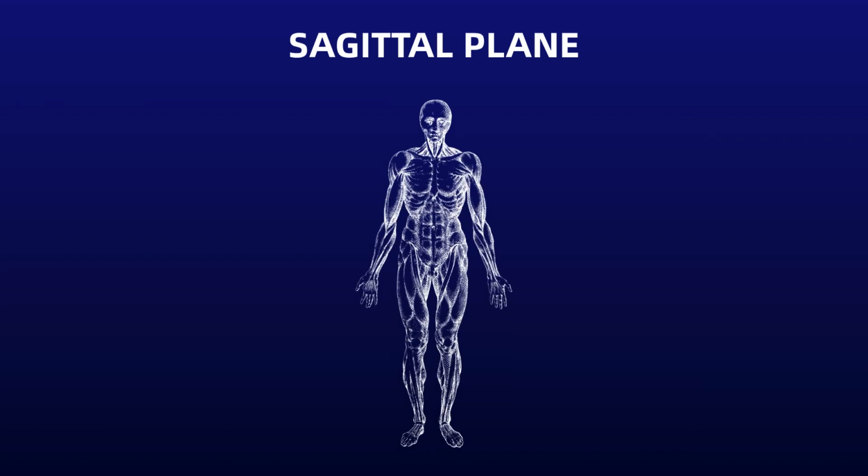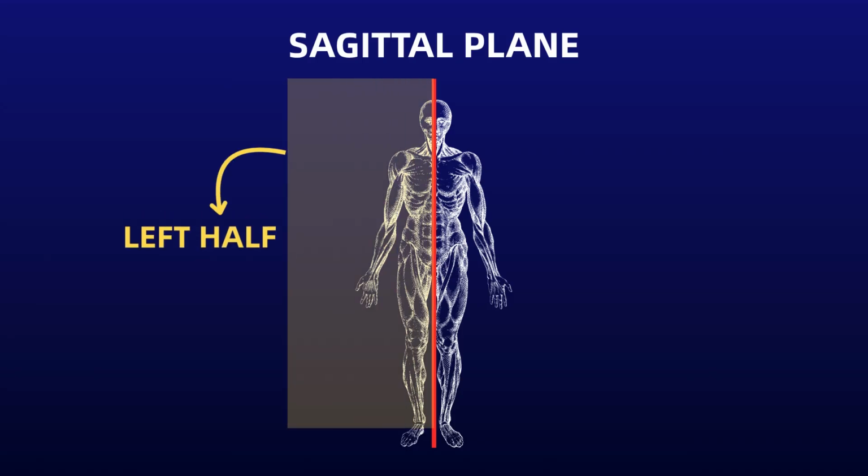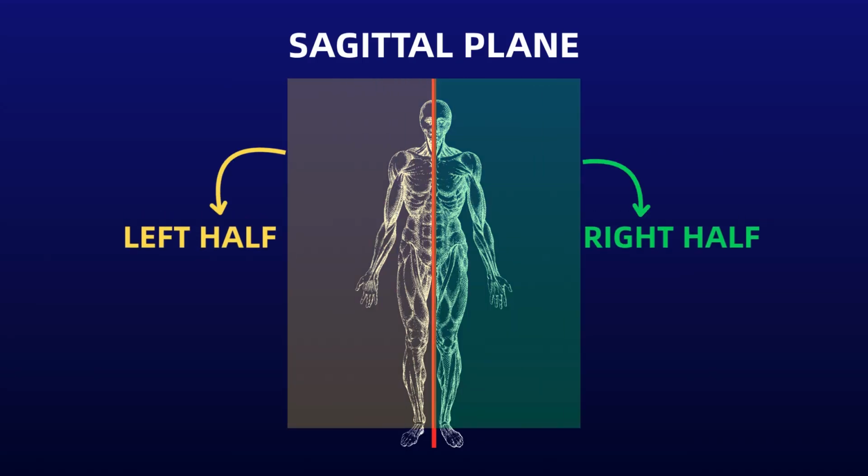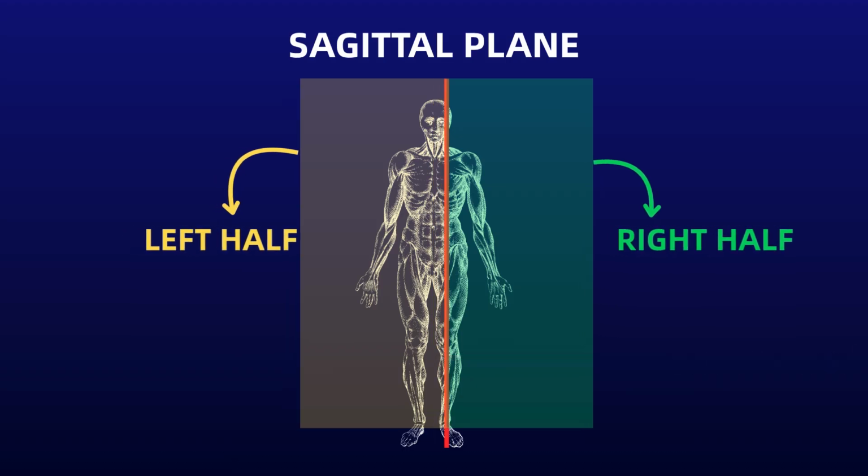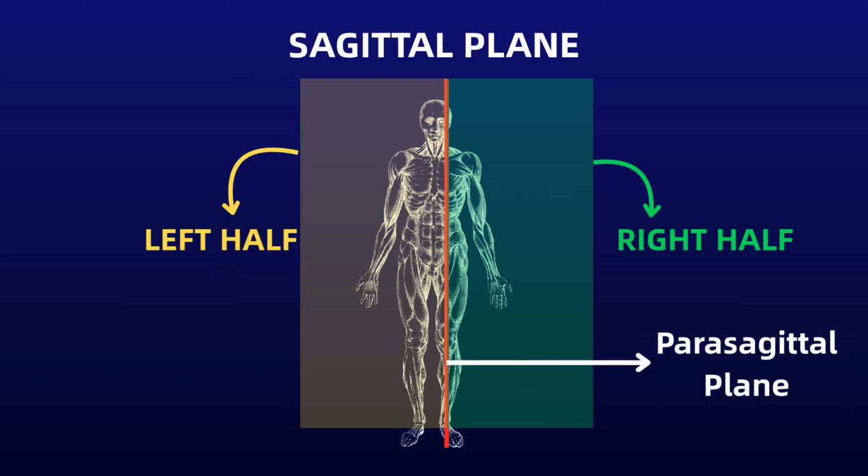Imagine a vertical line running from the top of your head down through your nose, chest, and belly button. This line divides your body into a left half and a right half. If this imaginary line passes exactly through the center, making two sides equal, it is called the median plane or mid-sagittal plane. If it is slightly off to one side, we call it a parasagittal plane.